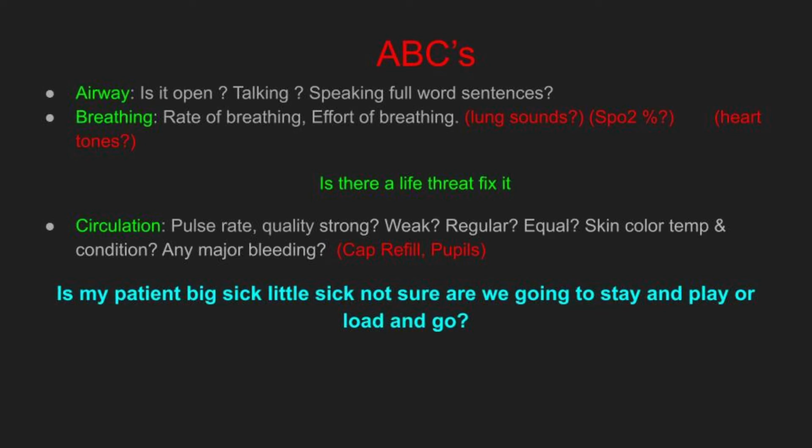Next, I'm going to check the circulation. What's their pulse rate? Qualities of weak, strong, regular? Bilaterally, are they equal? And the distal radial pulses, are they equal? Skin color, temp, and condition. Any major bleeding? If I see bleeding, I find it, fix it right then and there. Cap refill tells you a lot about your patient, overall circulation, and whatnot. Under 2 seconds, generally preferred. I'm going to check my pupils. I got the equipment there. It's an ABCs. The more you find out now, the better outcome you'll have.